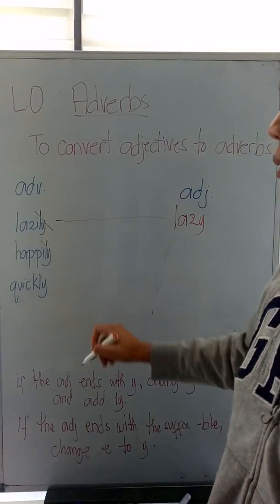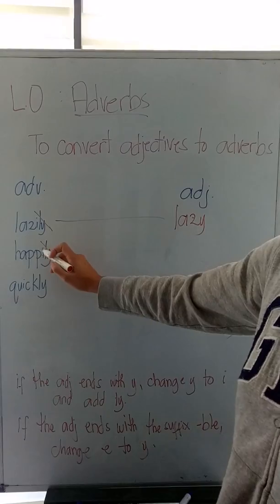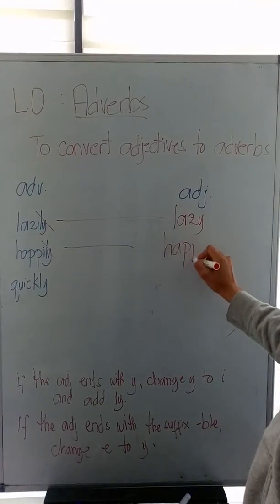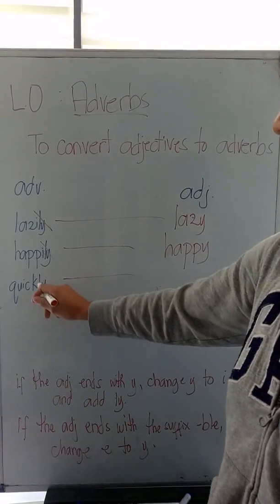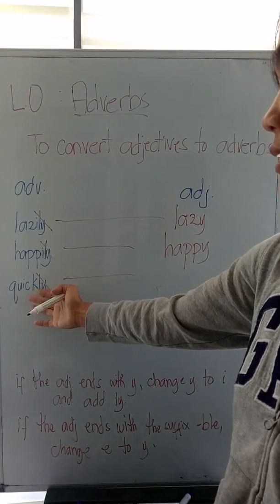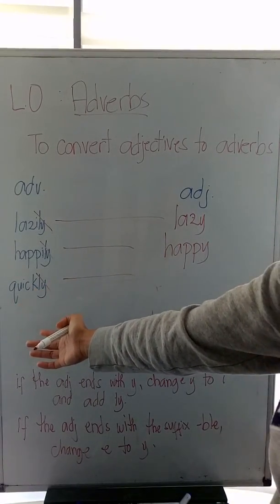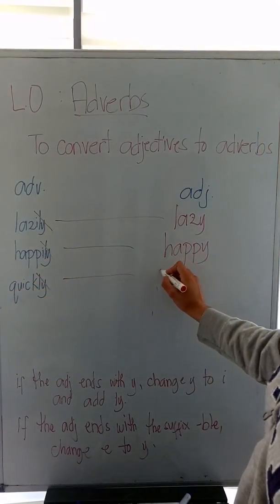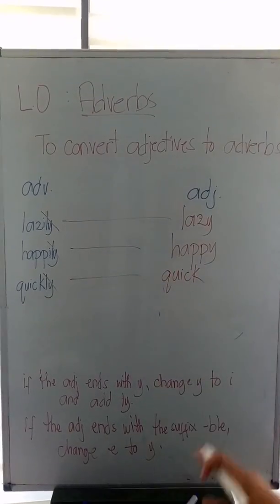Happily, remove ly, we change i back to y. Happily, happy. And for quickly, just remove ly. It doesn't have any vowel with it. It doesn't end with the ble suffix or the bel suffix, or it doesn't end with letter y. So the quickly will just be quick. Simple as that. So your activity will just be like this.